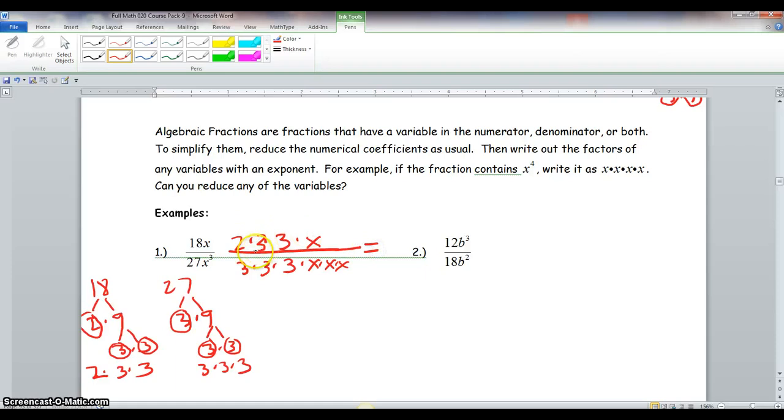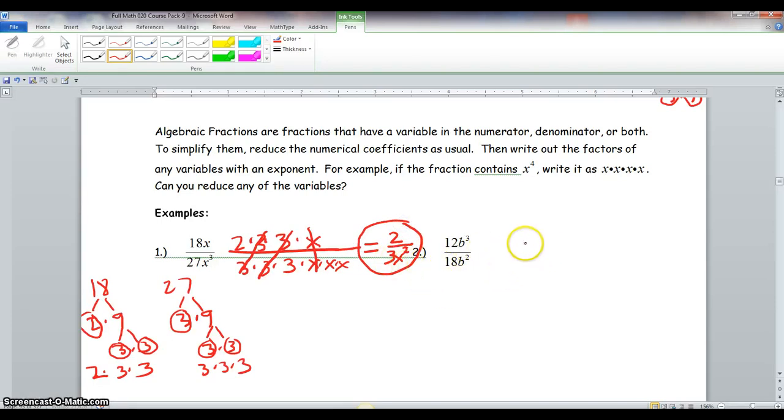Now we simplify. They have 2 sets of 3's in common and 1 x in common. So your numerator, you would just have 2, and your denominator will have 3 and 2 x's. So it'll be 3x squared. So our final answer here would be 2 over 3x squared. Now, we go to number 2.